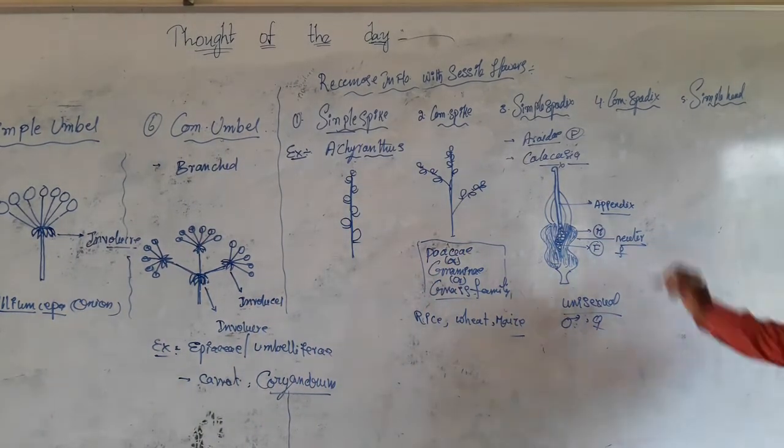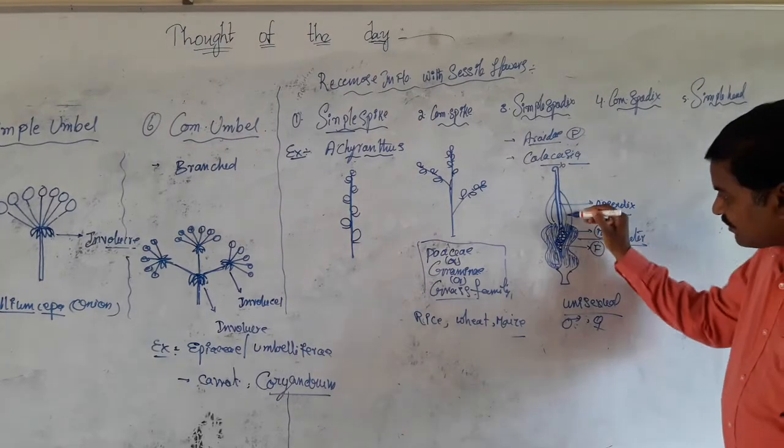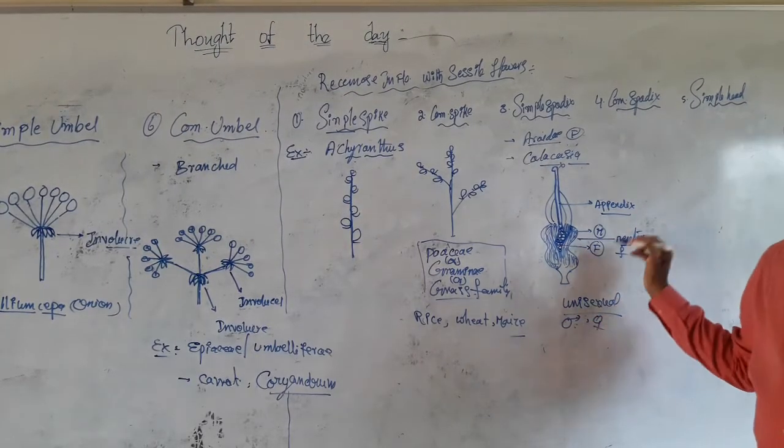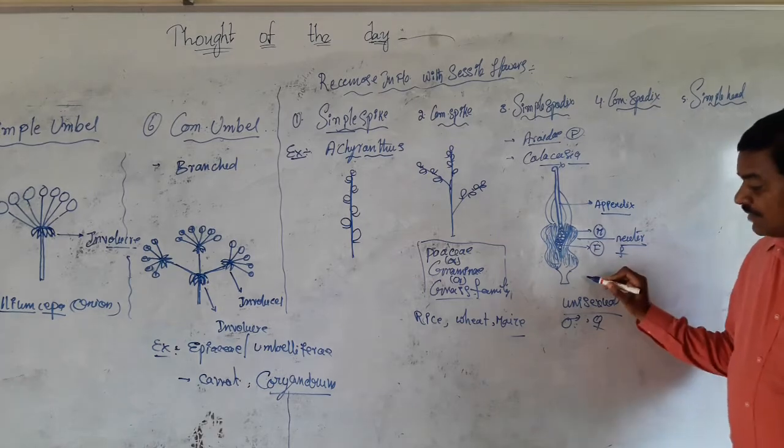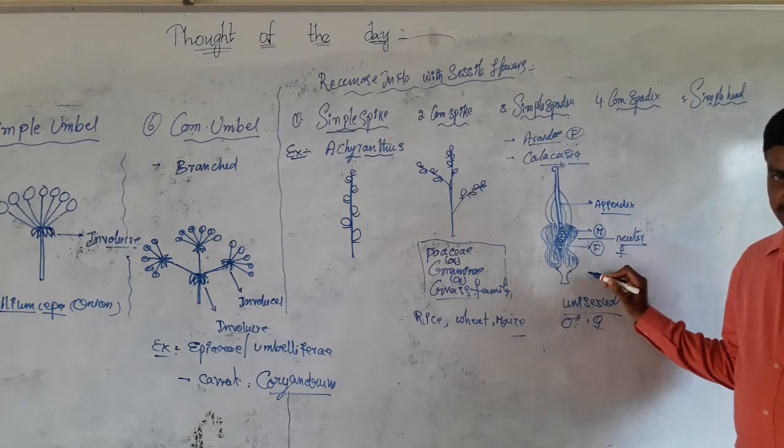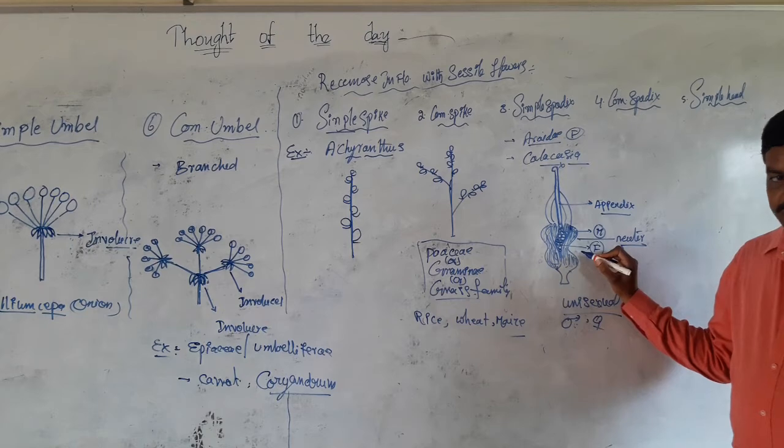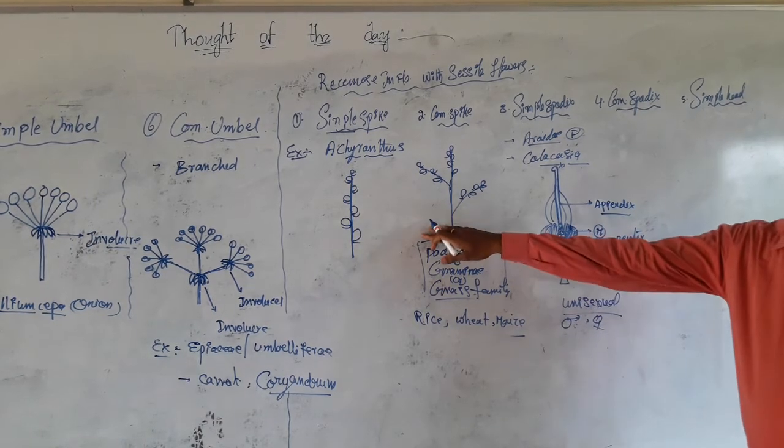One point here is very important. You know, all these flowers, there are many male flowers and female flowers and neuter flowers. All the flowers are sessile, no stalks, and all the flowers are bracteate like this.